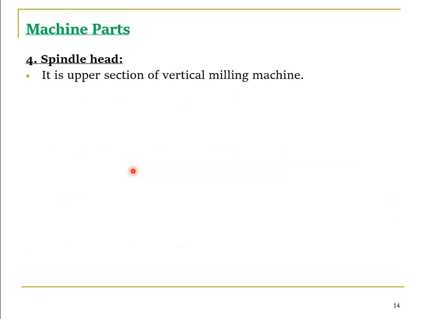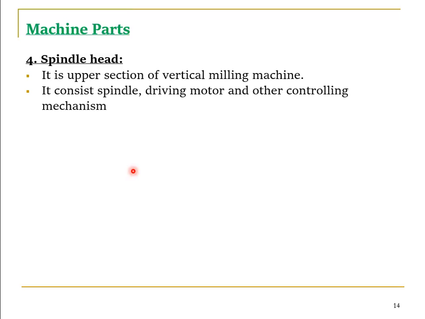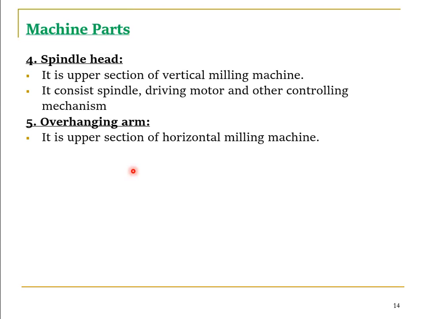The next part is the spindle head. It is the upper section of the vertical milling machine. The horizontal milling machine has an overarm, while the vertical has a spindle head; this is one of the differences between horizontal and vertical. So the horizontal does not have a spindle head. It consists of a spindle, driving motor and other controlling mechanisms. The overhanging arm is the upper section of the horizontal milling machine.